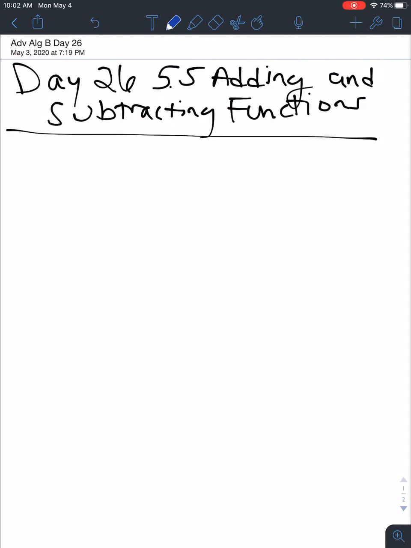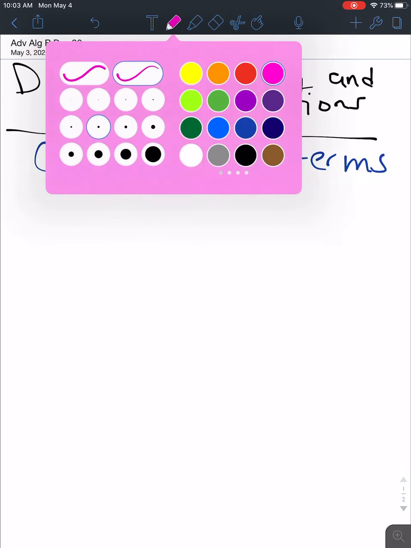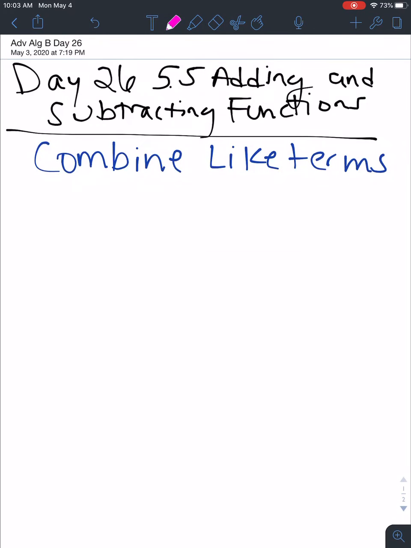Today we're going to be working out of section 5.5, which is all on adding and subtracting functions. So just like when we went through in chapter 4 when we were adding and subtracting polynomials, your biggest takeaway from today is that in order to add and subtract functions, all you have to do is combine like terms. But two terms are only like if they have the same exponent on the same variable.